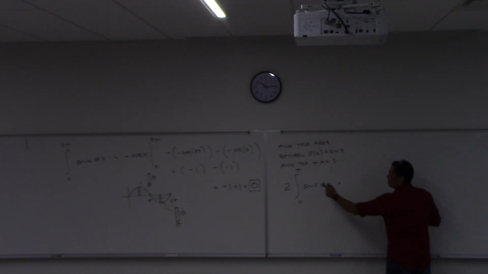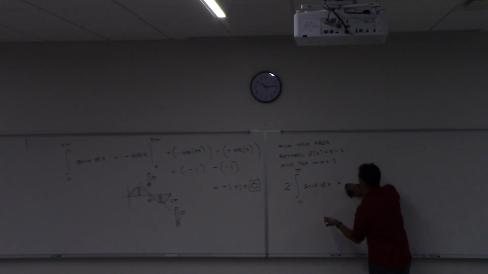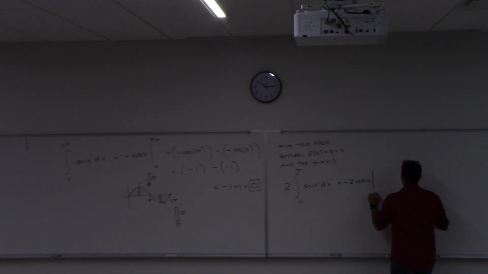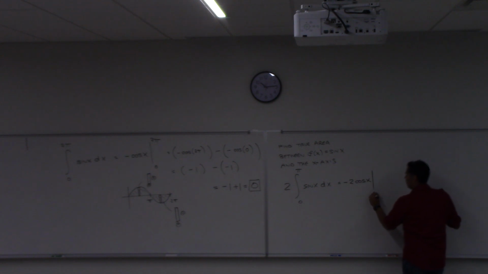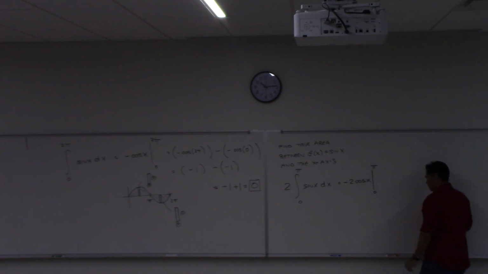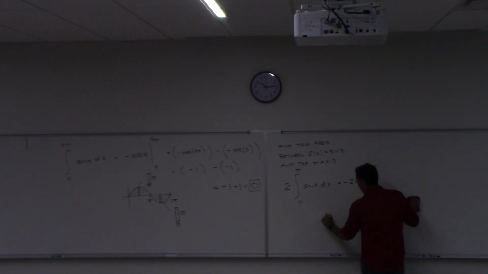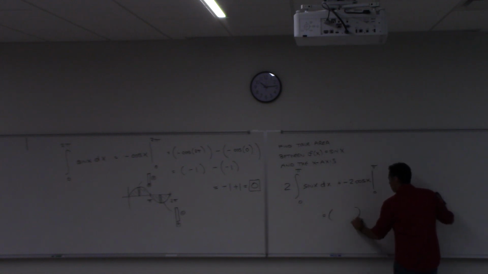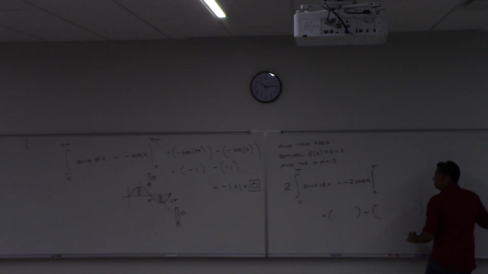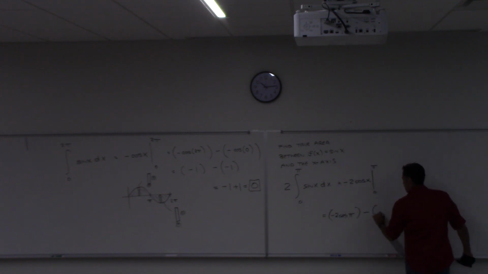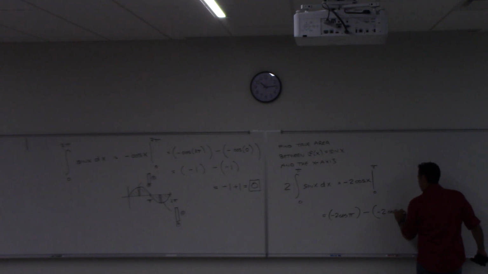All right, so let's do this. The 2 is going to come with us. What's the antiderivative of sine? We already did that, right? Negative cosine. So I'm going to put negative 2 cosine x, evaluation bar, 0 to pi. Now it's time to plug in. So negative 2 cosine pi, and then negative 2 cosine 0.